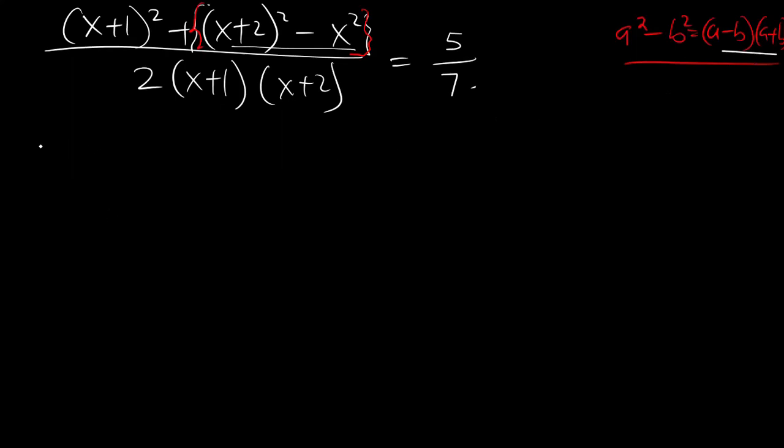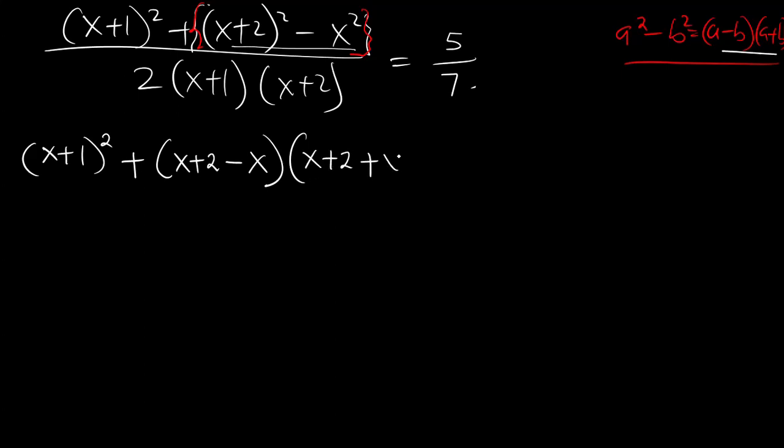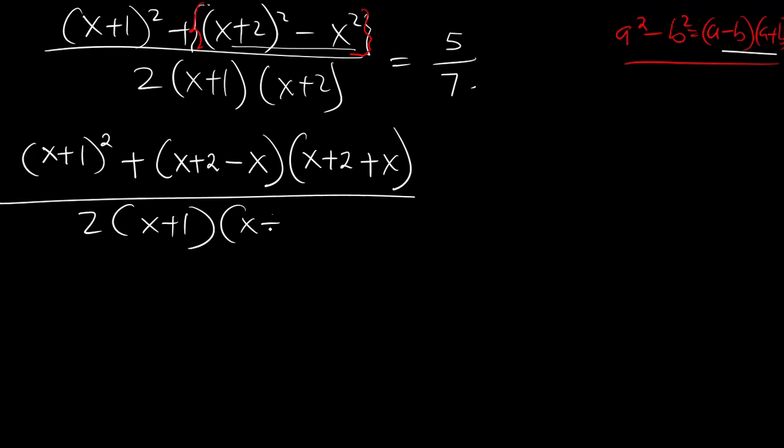So that means we now have x plus 1 all squared plus the whole of this, which will now be x plus 2 minus x, times x plus 2 plus x, divided by 2 into x plus 1 times x plus 2 equal to 5 over 7.